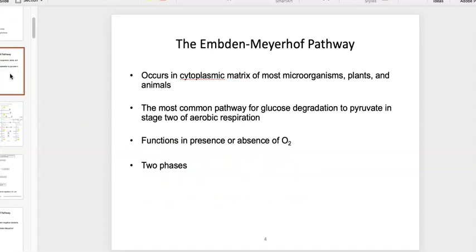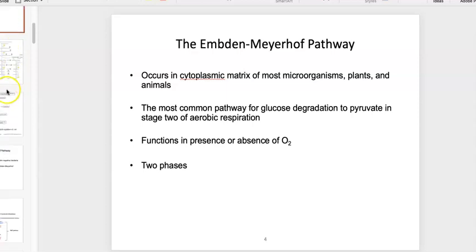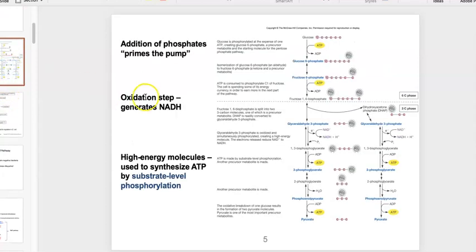The Embden-Meyerhof-Parnas pathway, or glycolysis, occurs in the cytoplasmic matrix of most microbes. The most common pathway for glucose degradation to pyruvate in stage 2 of aerobic respiration, and it is oxygen independent, and again it occurs in 2 phases, as I'll show you. So there's a 6-carbon phase and then the 3-carbon phase that you see here. And so here you're seeing the addition of phosphates to, quote-unquote, prime the pump.